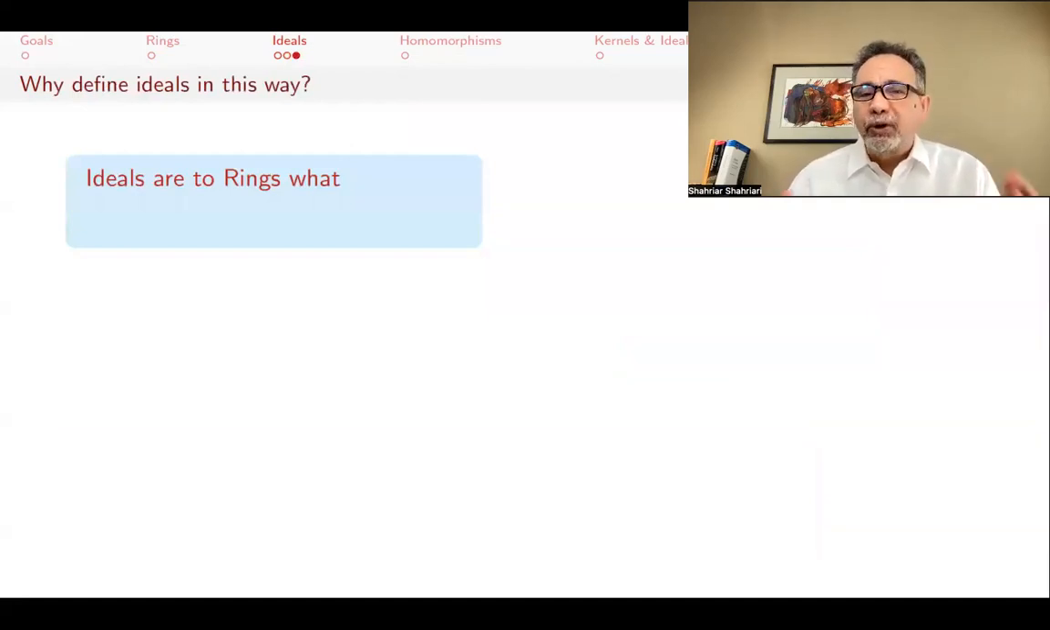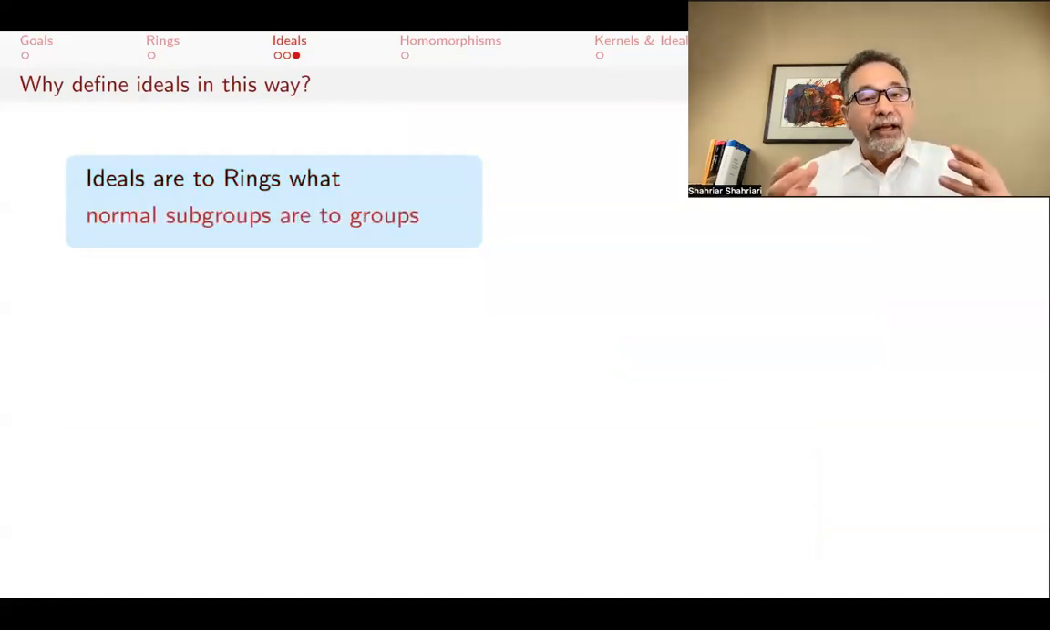So ideals, what's their importance? Well, if you've done group theory, ideals are to rings what normal subgroups are to groups. Normal subgroups played an outsized role in group theory, much more than subgroups. I mean, subgroups are important in group theory too, but normal subgroups were much more important. And the same thing goes for ideals. In fact, in ring theory, we hardly ever talk about subrings. We try to translate everything into the language of ideals.